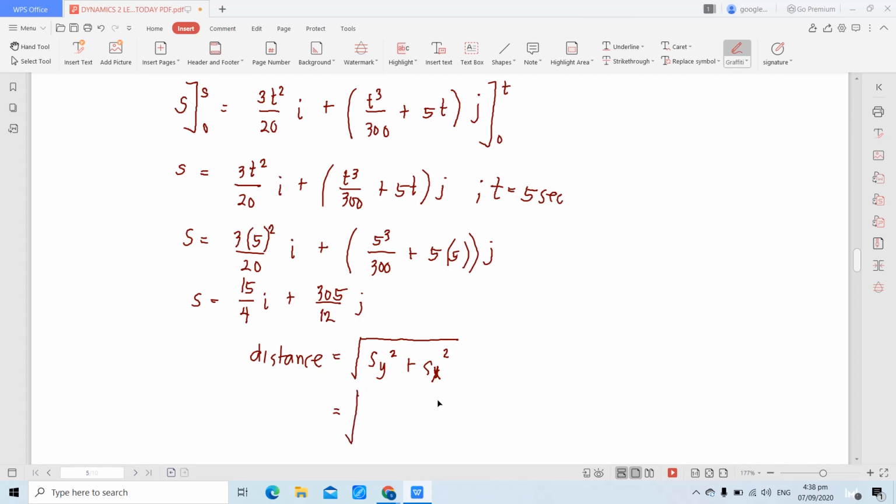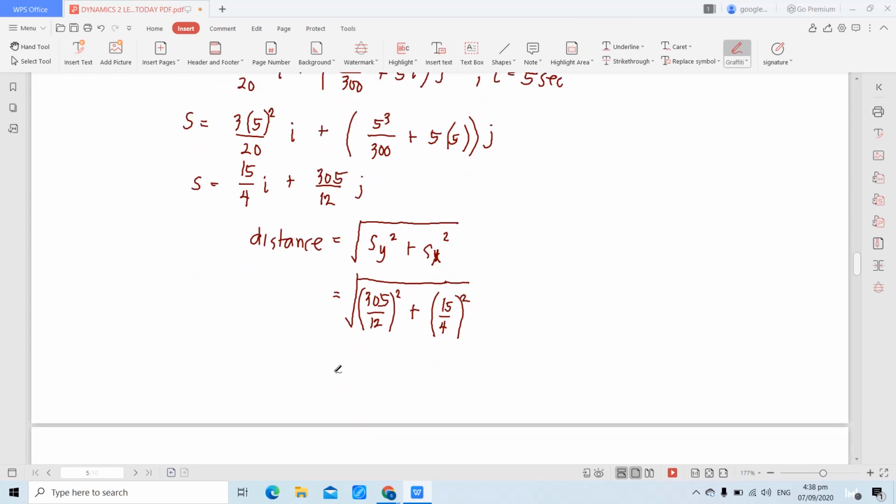So, that will be the square root of 305 over 12 quantity squared plus 15 over 4 quantity squared. So, the distance after 5 seconds will give you a value of, ano po iyon? 25.69. And that is in meters. So, after 5 seconds, the position of the particle is 25.69 meters from the origin. Dahil yung origin yung ating initial position. No? Questions po?